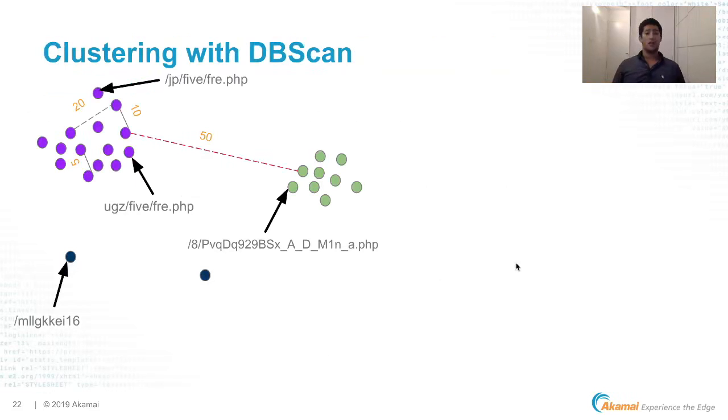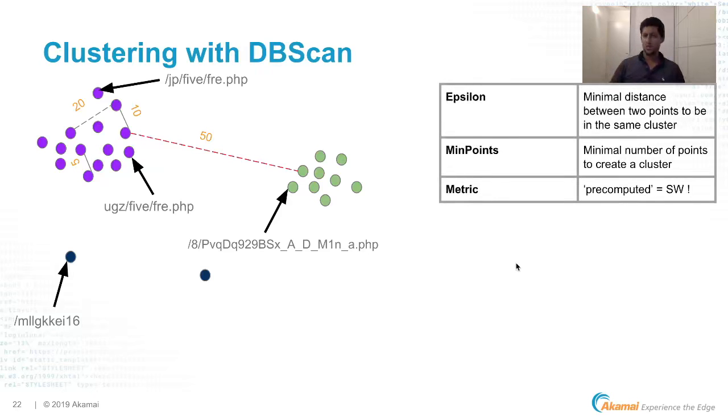Let's take a look now at the clustering. We have a distance, we can plot them, so we can cluster them. We can form groups. We use DBSCAN, which is a popular unsupervised clustering algorithm. It takes two parameters, epsilon and minimal points. Epsilon tells you basically the maximal distance between two points to be in the same cluster, and minimal points is the minimal number of points to create a cluster. And to DBSCAN, you can pass Smith-Waterman as the distance, which is pretty cool.